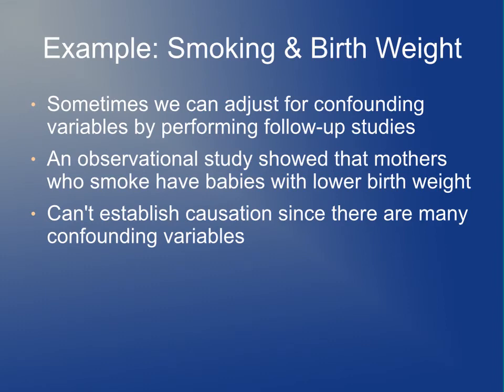And to give another example of how we might control for confounding variables, we'll look at a study on smoking and birth weight. Sometimes you can adjust for confounding variables by performing follow-up studies or using various types of statistical adjustment. Say there was an observational study that showed that mothers who smoke tend to have babies with lower birth weight. Hopefully you're already seeing that we can't establish causation here, because it's an observational study that wasn't randomized and we can't eliminate all the confounding variables.